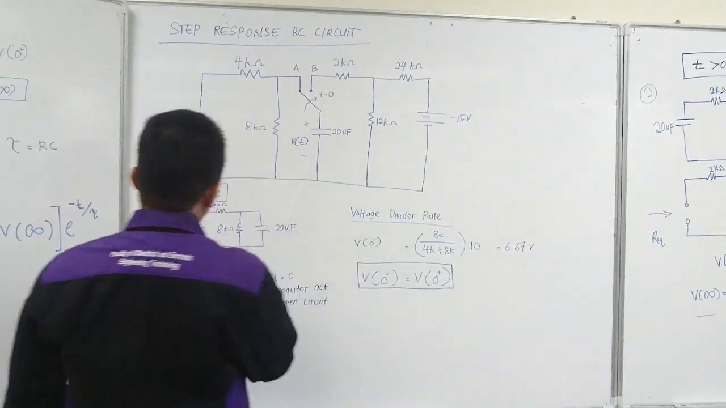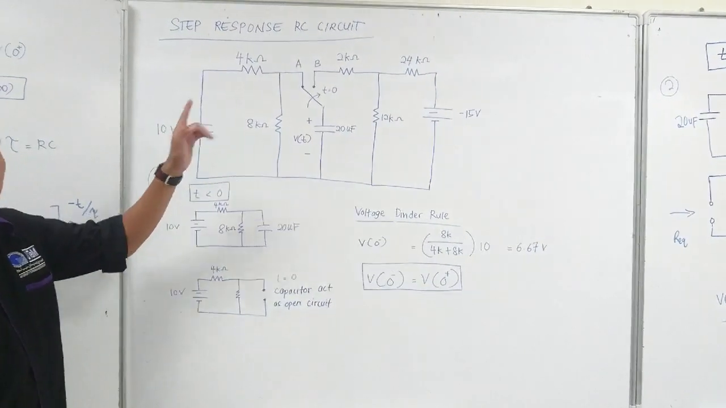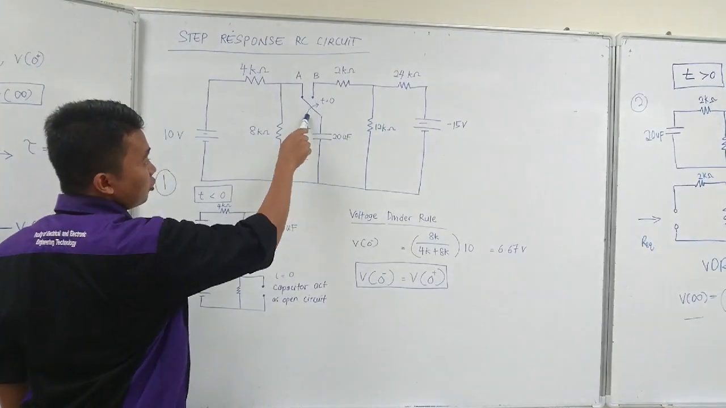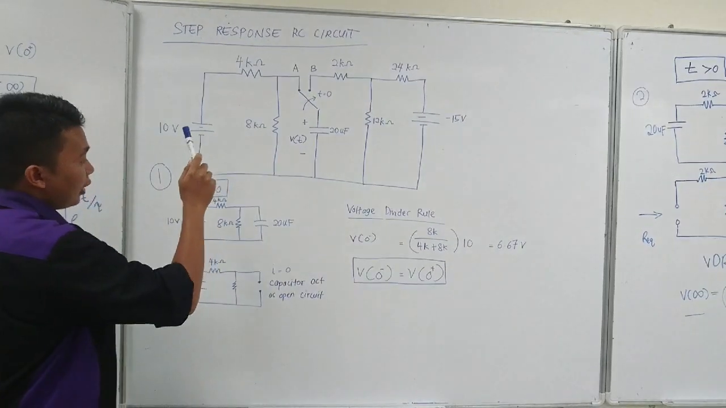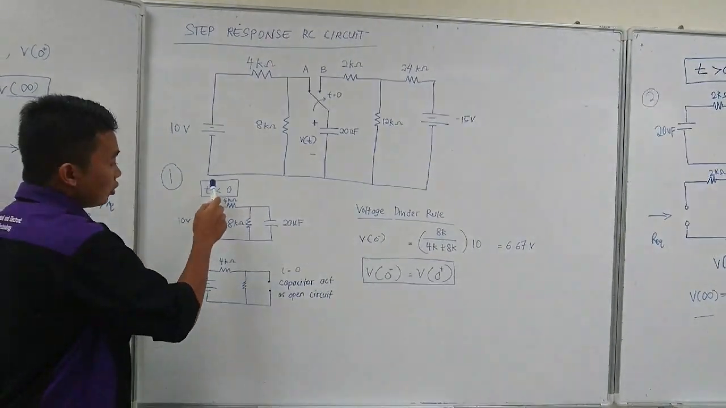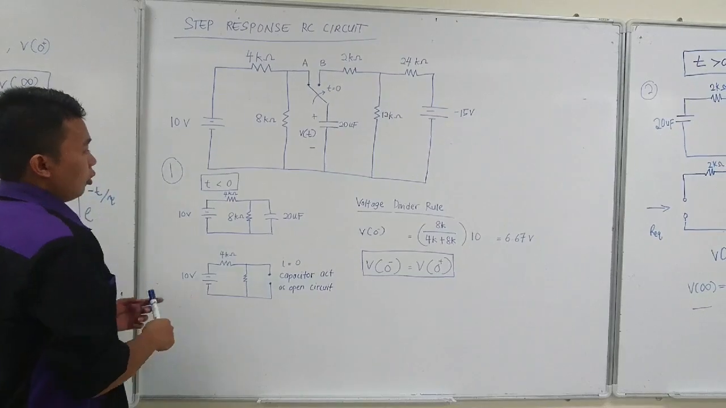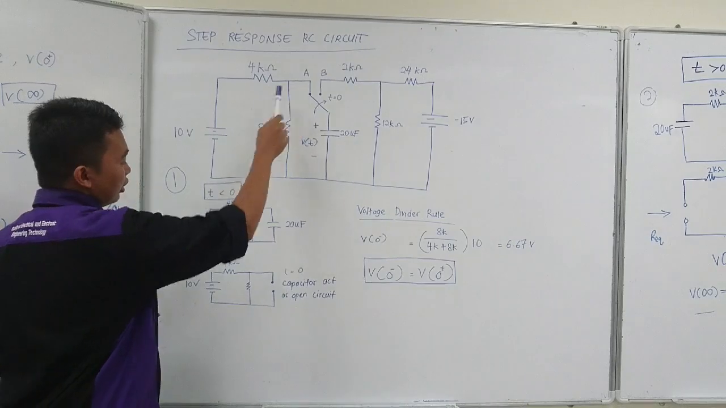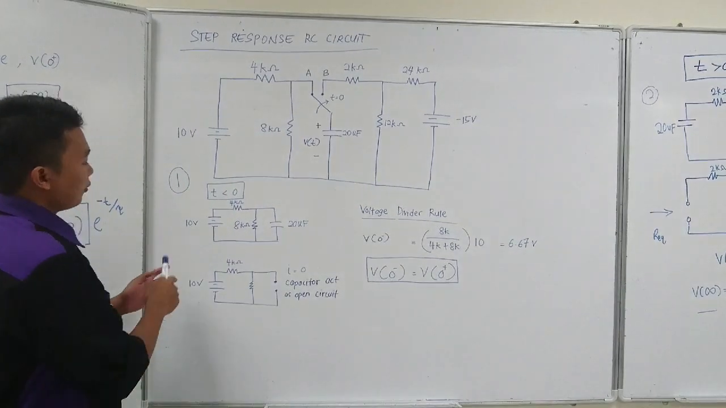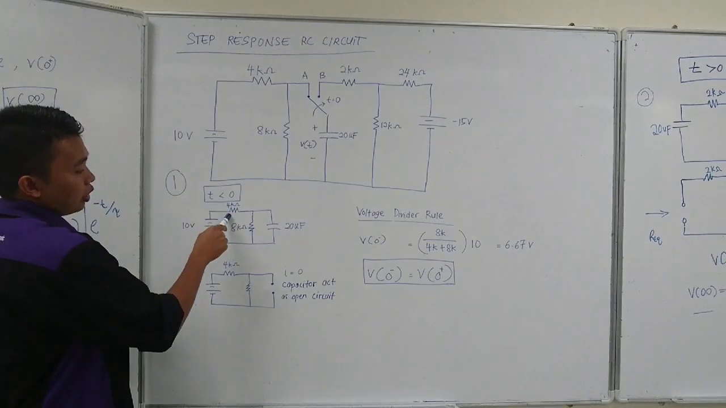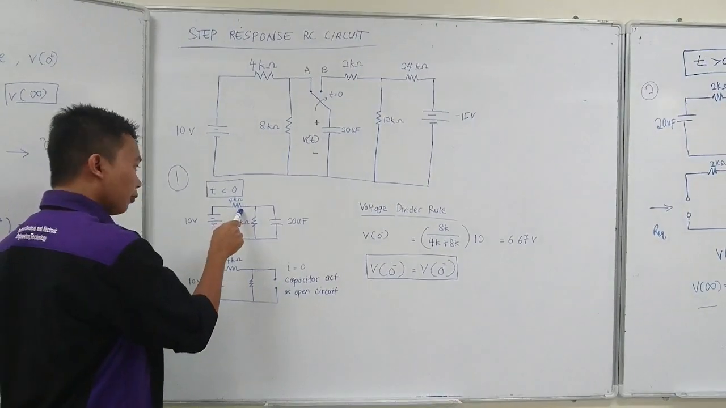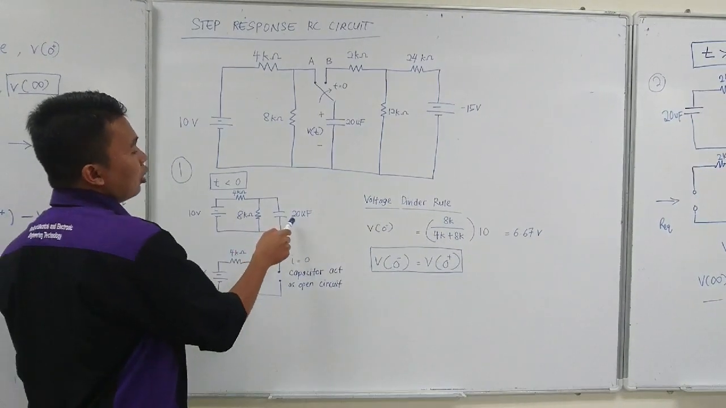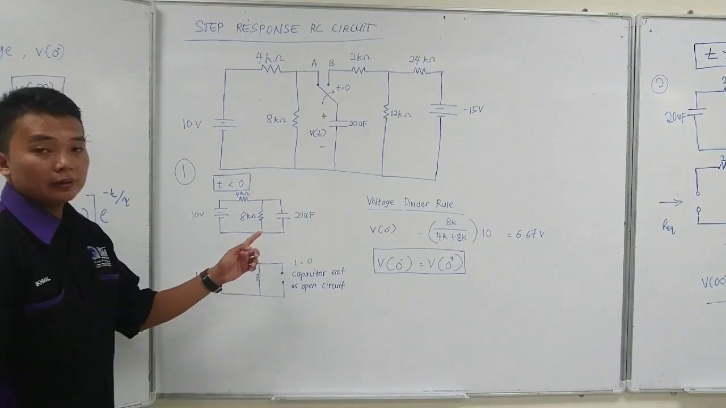First step, we have to find V not from the circuit. We can see that when t equals 0, the switch moves to B. So we have to find the condition when t is lower than 0. When t is lower than 0, the switch is at position A. This is the circuit. We have a 10 volt power supply, a 4 kilo ohm resistor, an 8 kilo ohm resistor and a 20 microfarad capacitor.